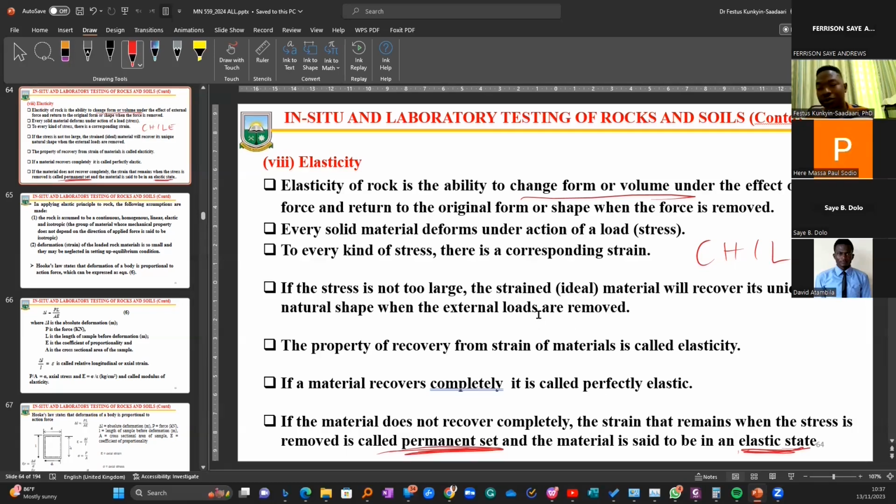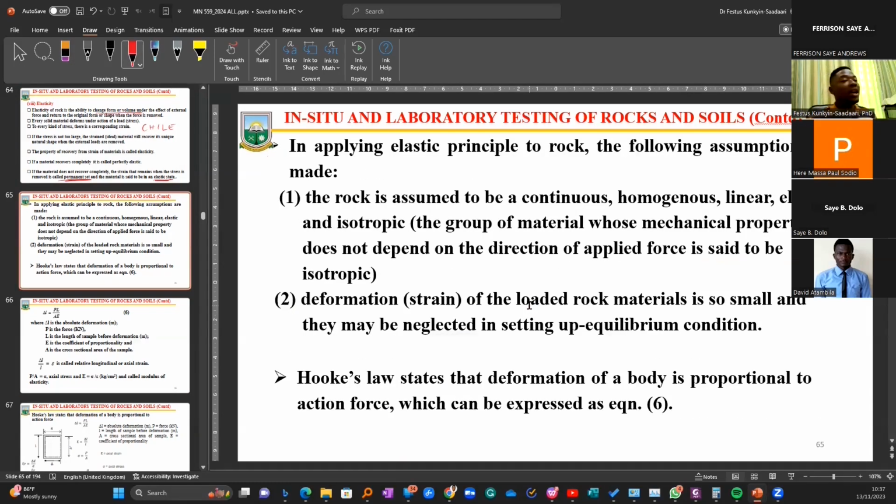But then when we get to trying to apply the principle of elasticity, it was built for normal construction material. But as rock mechanics engineers, we have not proposed any special theory of elasticity for the rock. And so if we want to determine the elasticity of the rock, we have to go and pick that principle from the mechanical department and now assume that our rock is similar to any construction material. Then we can use their principle. And that is what this slide is talking about.